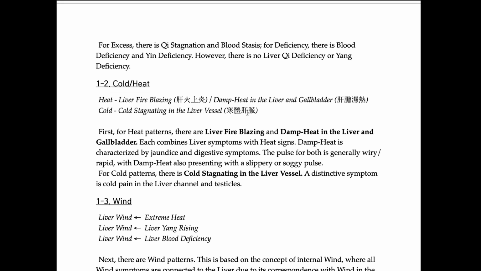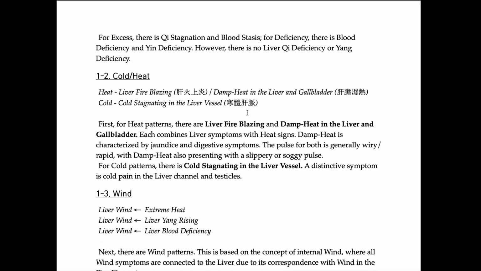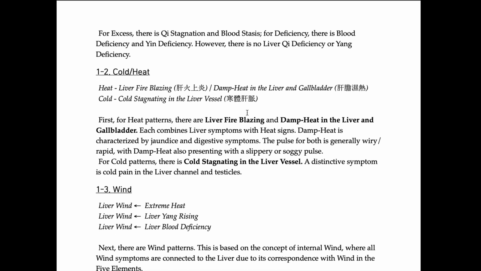Cold, heat: liver fire blazing, damp heat in the liver and gallbladder, cold stagnating in the liver vessel. First, for heat patterns, there are liver fire blazing and damp heat in the liver and gallbladder. Each combines liver symptoms with heat signs. Damp heat is characterized by jaundice and digestive symptoms. The pulse for both is generally wiry and rapid, with damp heat also presenting with a slippery or soggy pulse.